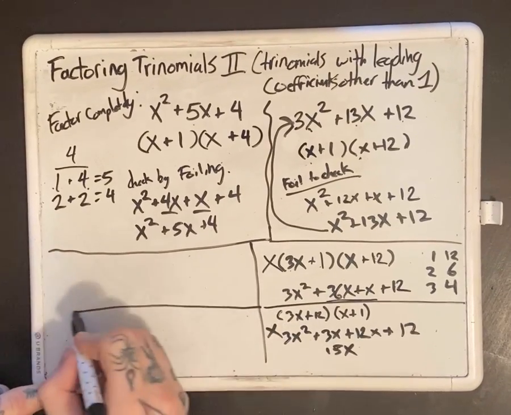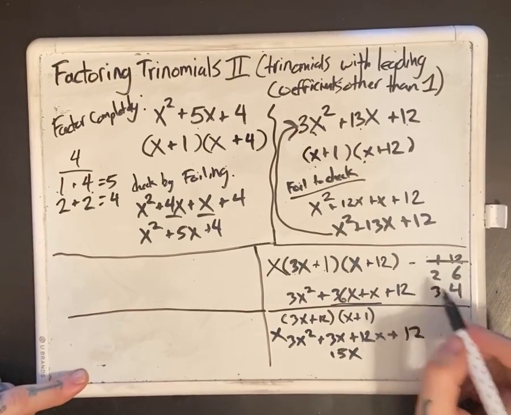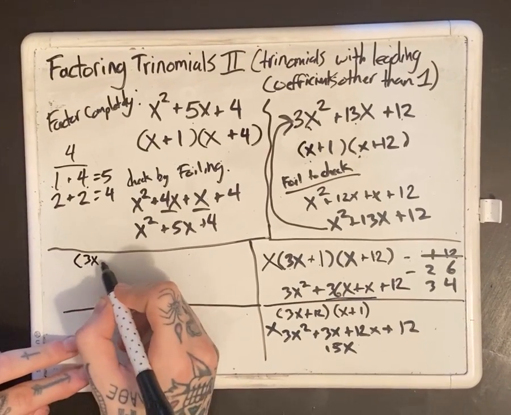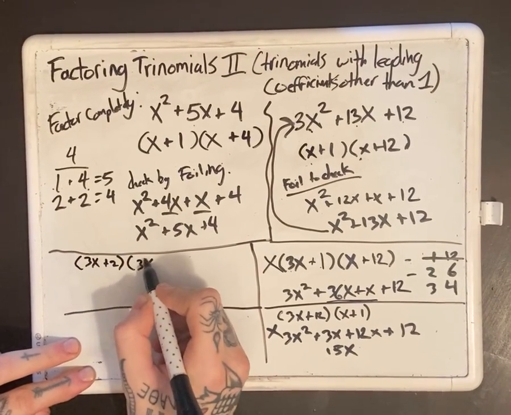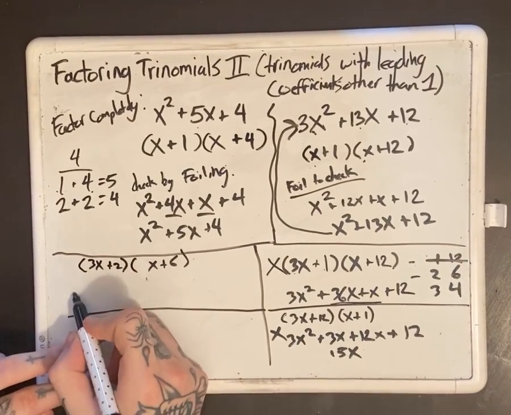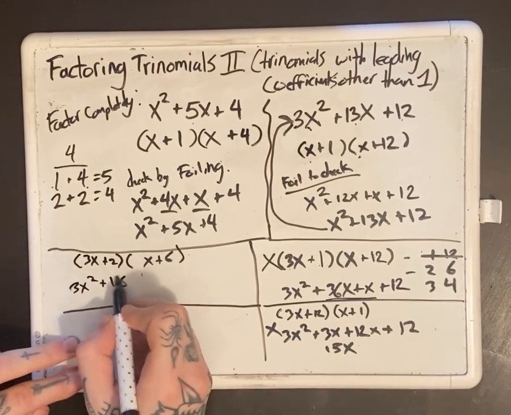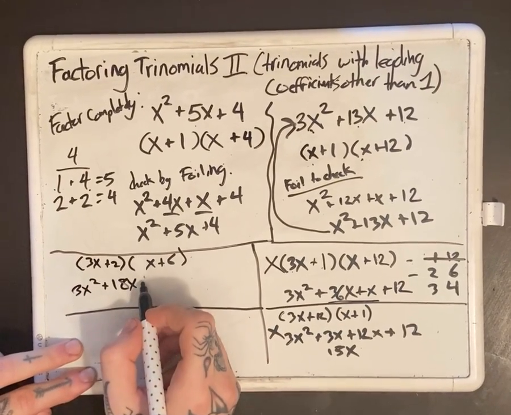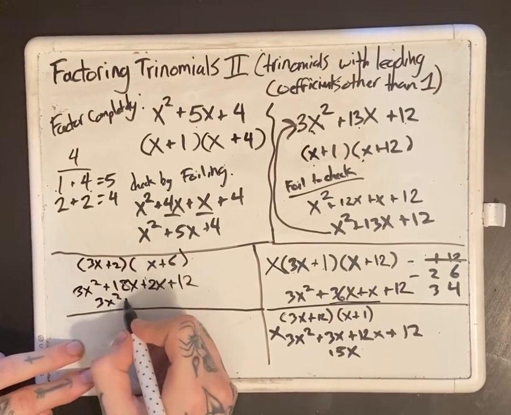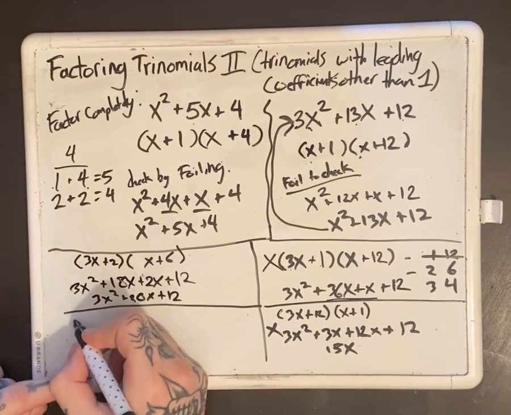So we still have quite a few choices, because we've only gone through both combinations of 1 and 12. So now we need to do 2 and 6. So 3x plus 2, x plus 6. We're going to get 3x squared plus 18x plus 2x. So if you're paying attention, this is already too high. We're going to get 20x instead of 13x. So now we're going to have to flip those.